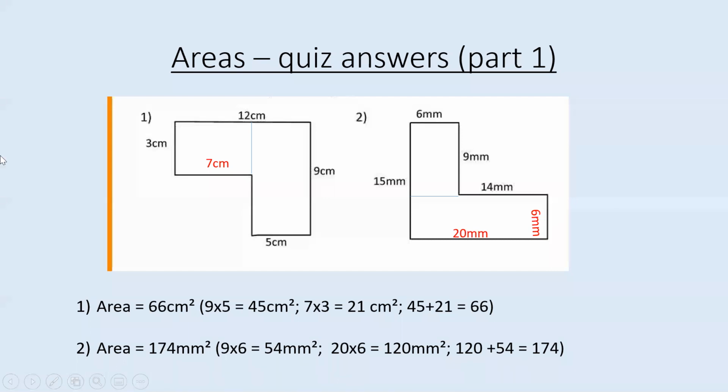Okay, here are the answers that we got. For the first shape, the total area for shape number 1 was 66 centimeters squared.